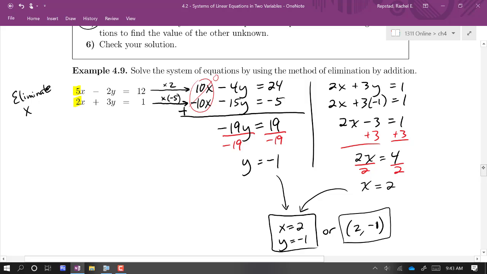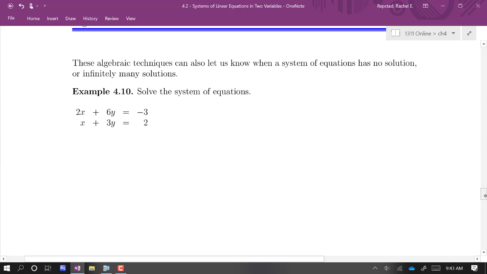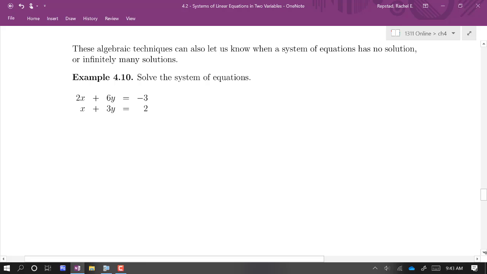Okay, so let's solve another couple of systems. Let's try this one in 410. I mentioned before that our algebraic techniques can help us determine the unique solution if one exists, but it can also help us detect when there might be no solution or infinitely many solutions. So let's see what happens here.